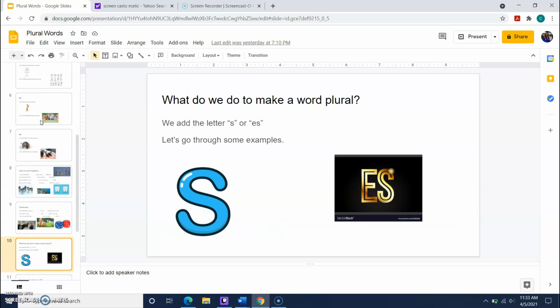Okay, so if there are other nouns that are not irregular, what do we do to make them plural? All we have to do is add the letter S or ES, okay? So there's some rules for that. Let's go through those examples, okay?